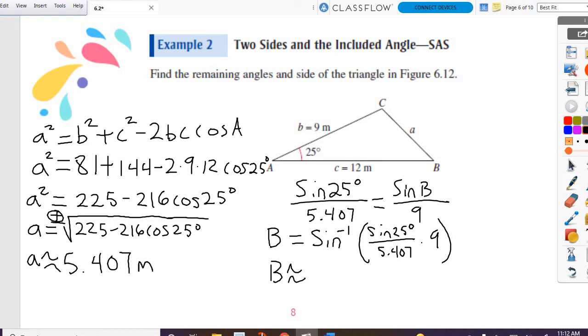No, 44.75. 44 point what? 705 degrees. And then lastly, what do we need to find? C. Do I need to use law of sines and law of cosines? No, because we know A and B now. So we can just subtract from 180, and what do we get? 110.295.